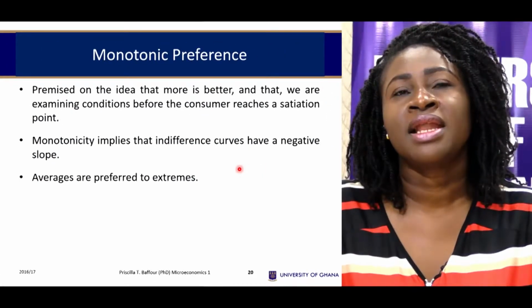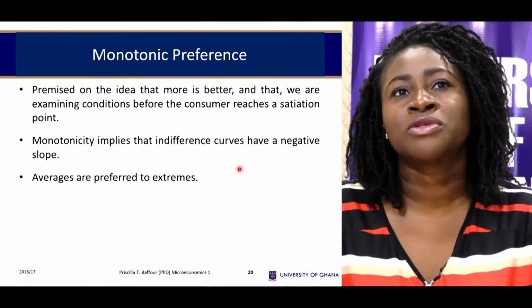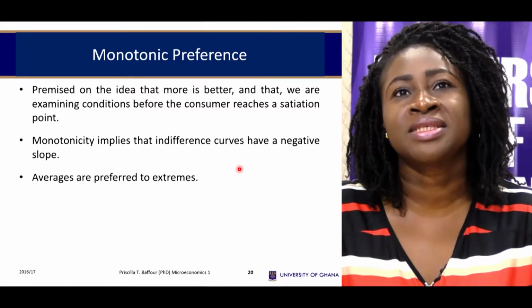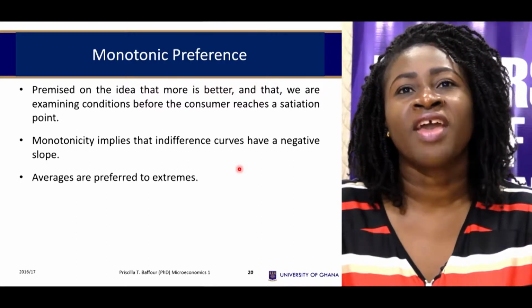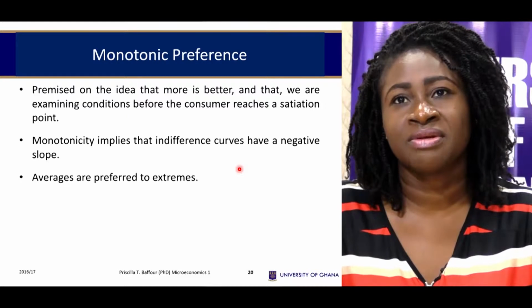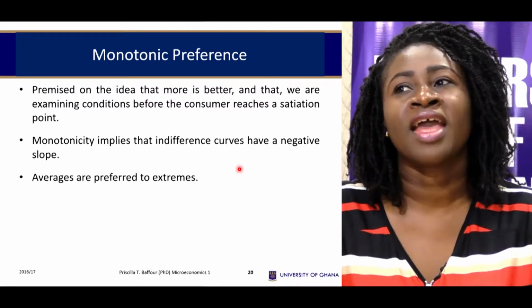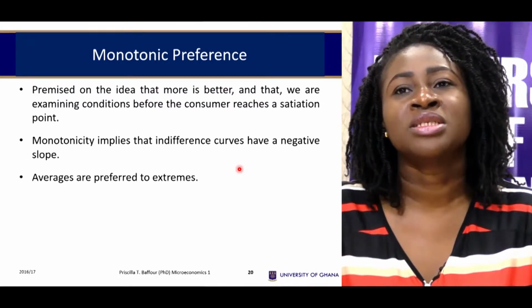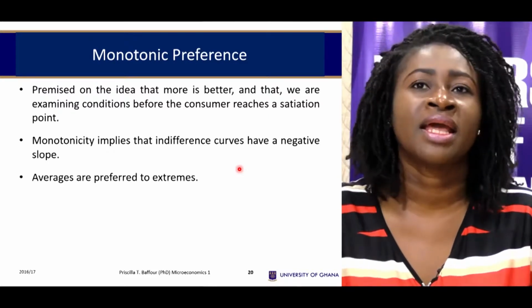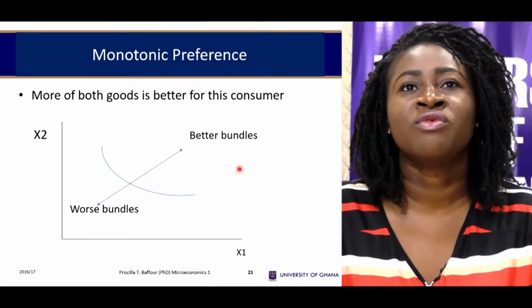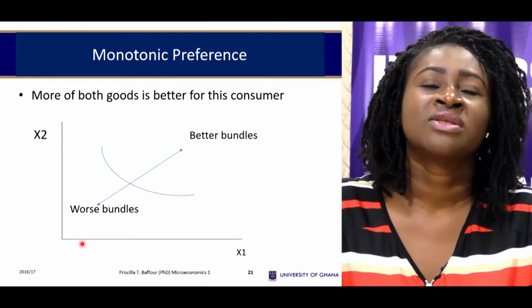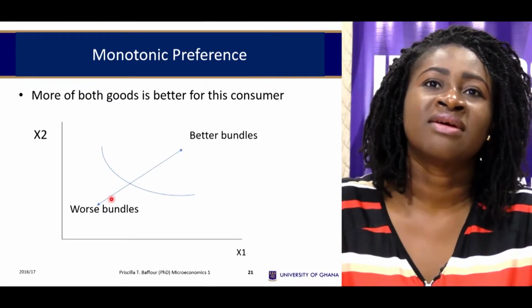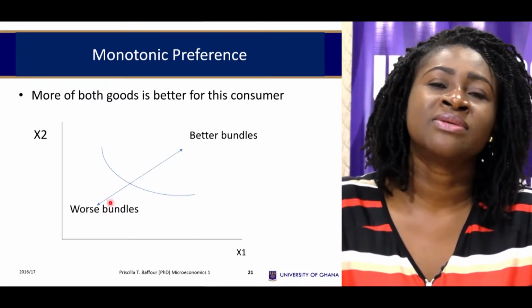So closely related is the concept of monotonic preferences, and with monotonicity it implies indifference curves have negative slope and the consumer would always prefer averages over extremes, right? So the consumer would prefer a given combination of some amount of X1 and X2 and would not necessarily move to extremes of consuming just one of the commodities.